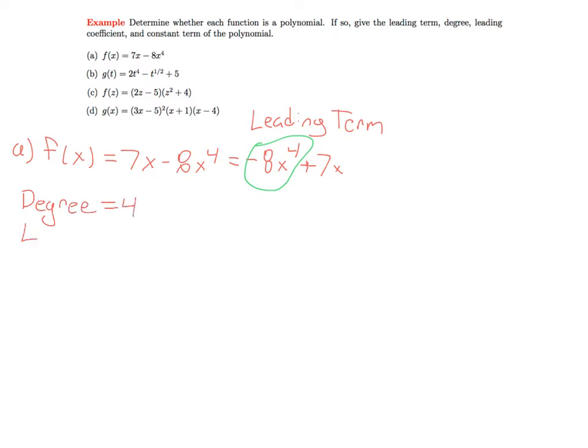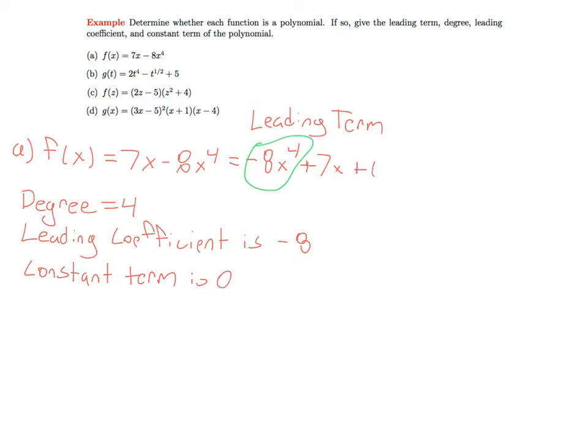The leading coefficient is the coefficient in the leading term, which is minus 8. So we need to include the negative sign. And the constant term is 0. Since we don't have any constant term, we could think about having a plus 0 over here. So those are the degree, leading coefficient, and constant term for A.